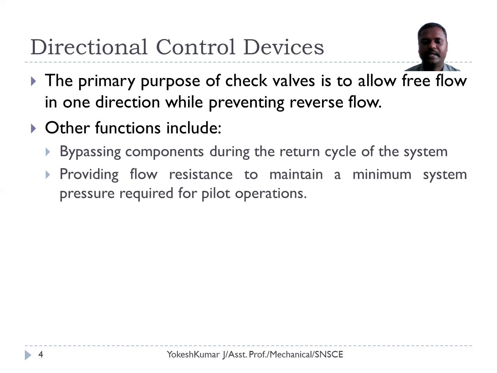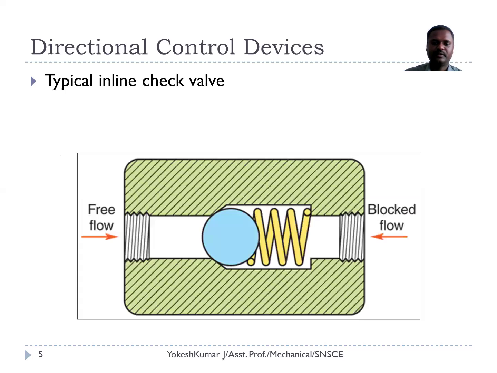Whenever we go for the pilot operations, we have to maintain a minimum system pressure. So that will be possible with the help of check valve. So let us have a construction of the check valve. This is called an inline check valve because the free flow and block flow direction, that is the inlet and outlet directions, are inline to each other.